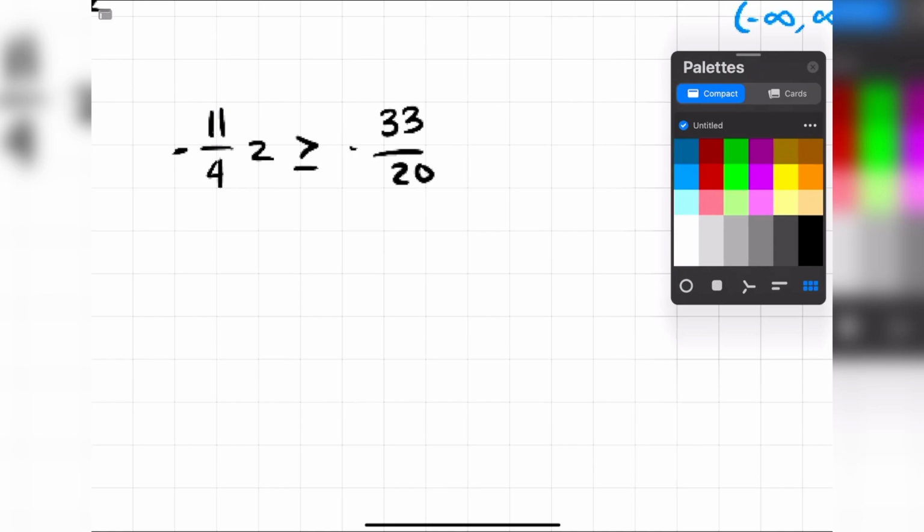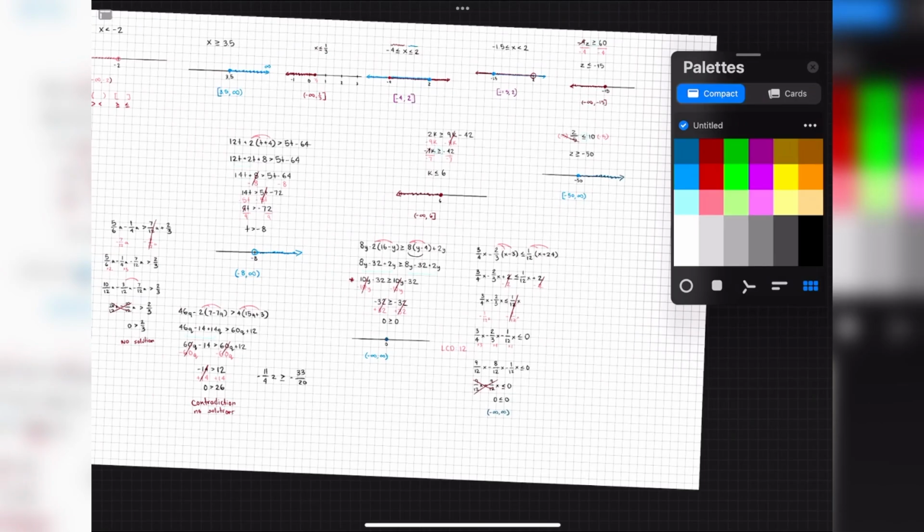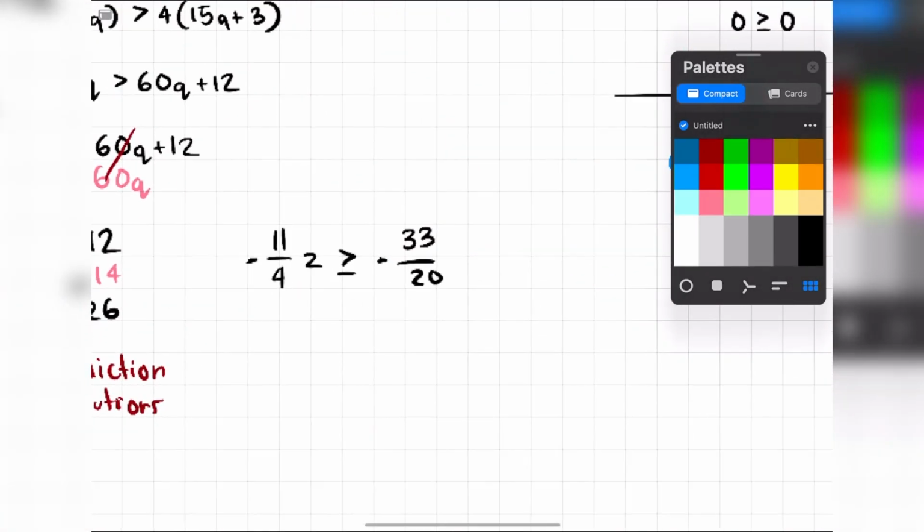So now, I think this is the first question we've done with two fractions, one on each side. Yeah, just one on each side.